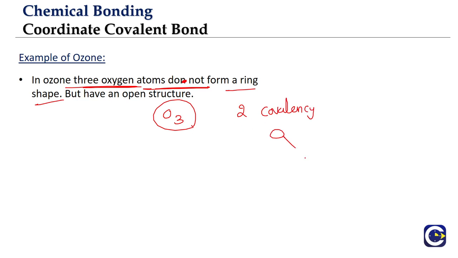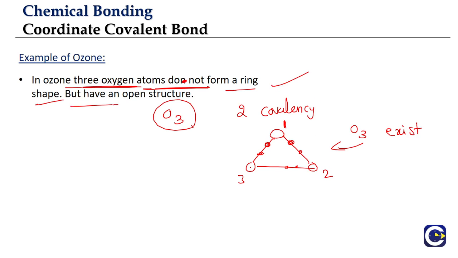So what is initially thought of is, could ozone have a shape like this, a ring where each of the oxygens, let us number them, oxygen 1, you can see it is forming how many bonds? 2 bonds. Oxygen 2, it is forming 2 bonds. Oxygen 3 is also forming 2 bonds. So we are able to satisfy the covalency requirement of each of the oxygens. But experimentally what is found is that ozone does not have a ring structure, it has an open structure.